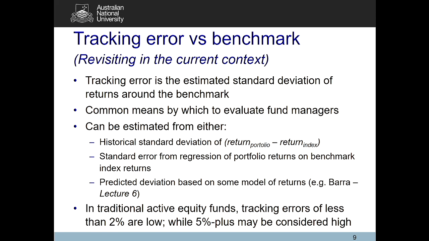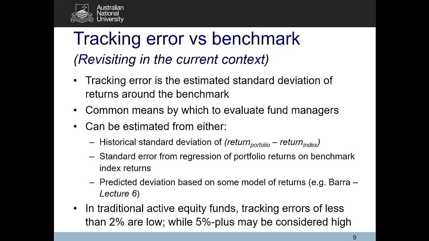Other measures that you don't do in this course, well, you could actually regress the returns on the benchmark and take the standard error from the model as a measure of tracking error. Or you could predict what the tracking error will be by predicting the returns of your fund and the returns on the market based on something like the Barra model that you do in Lecture 6. But we don't actually look at either of those in any depth here. I'm just including them for completeness.